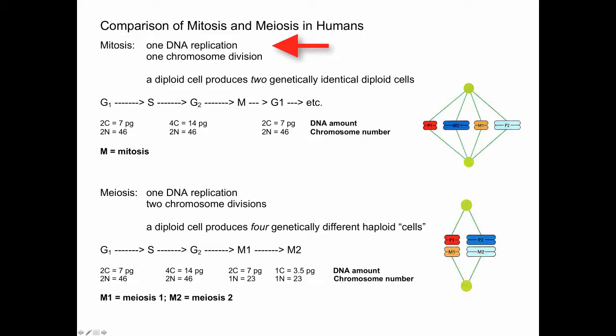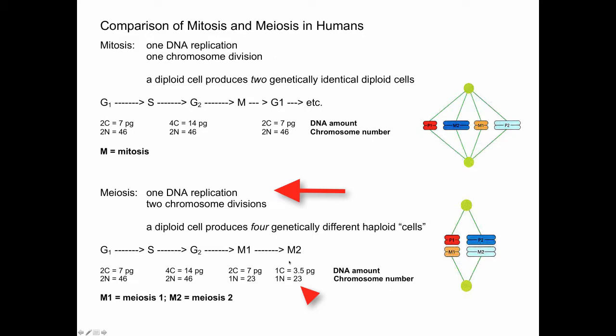DNA amount remains the same, chromosome number remains the same, and this is because the chromosomes are behaving as individual units. Meiosis, there's one DNA replication, there's 2 chromosome divisions, so that a diploid cell produces 4 genetically different haploid cells. Notice what happens here. Pre-meiotic DNA synthesis, you go from 7 picograms to 14 picograms, 46 chromosomes. First meiotic division, you go to 7 picograms of DNA, 23 chromosomes.